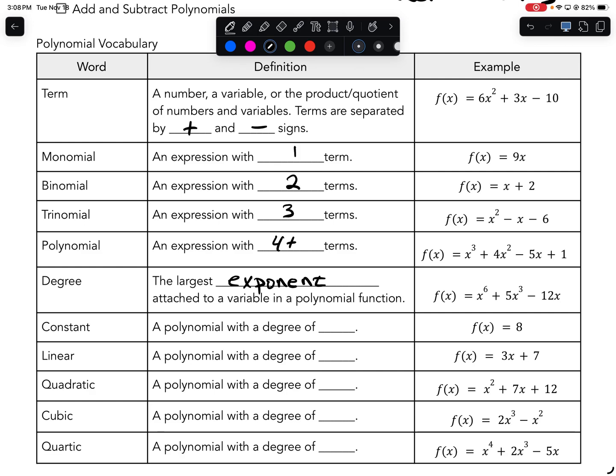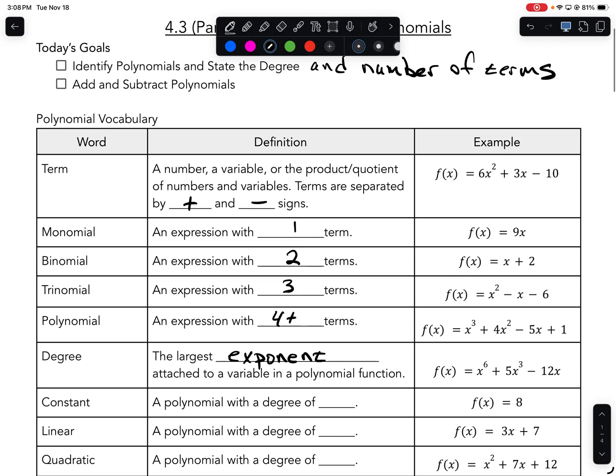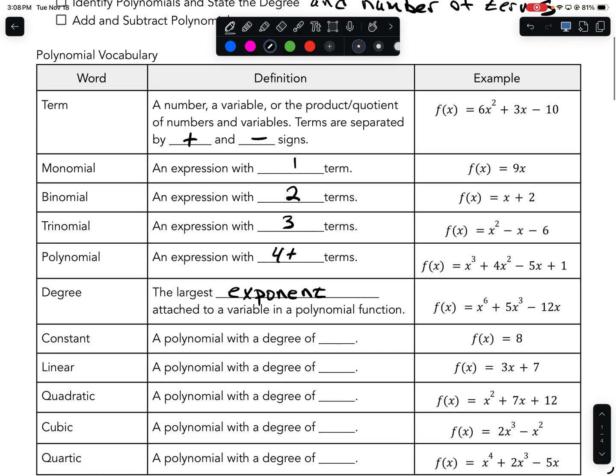Divided by 3y, so it can't have two letters. It's not a polynomial. And if you have a negative exponent, or two letters, or a fraction for the exponent, it's not a polynomial. Okay? And we'll talk about that right down here too. It has to be plus or minus. Yep. Okay.